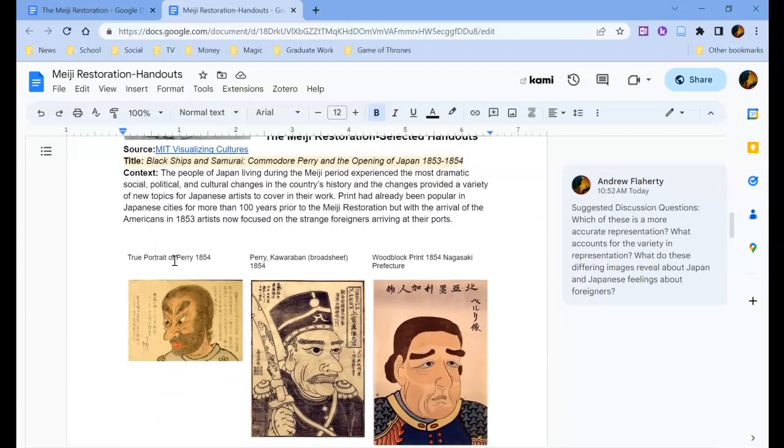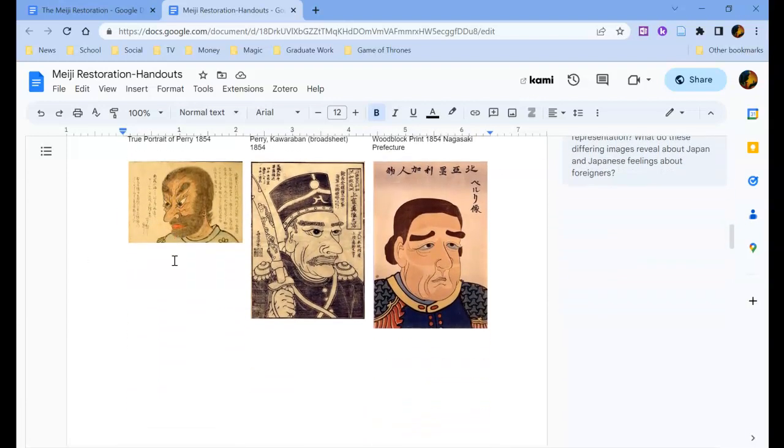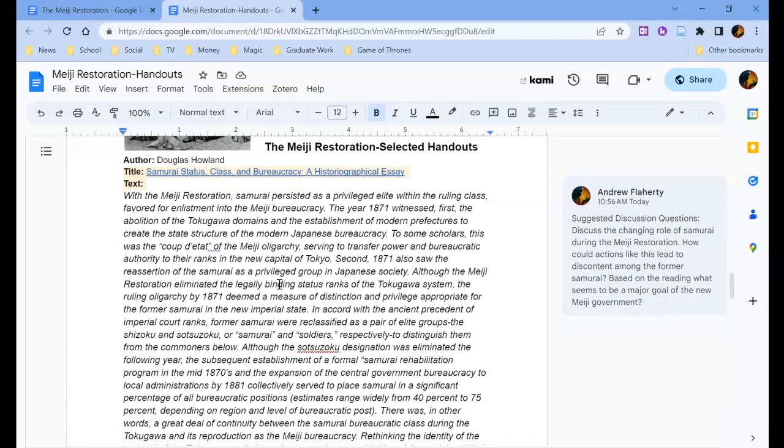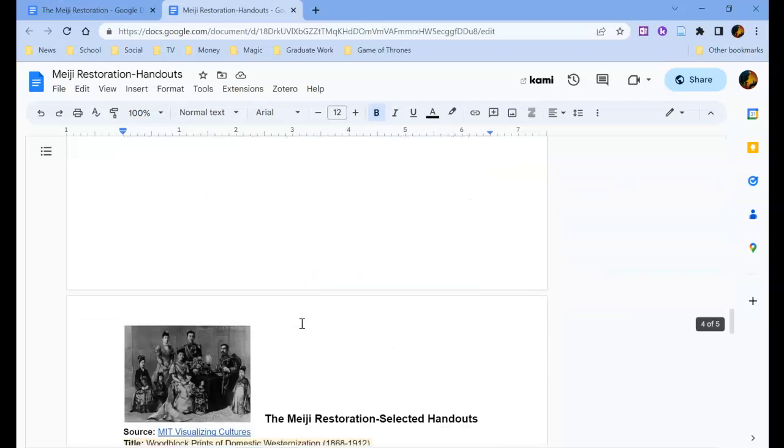Source number 2 is comparing visuals of Commodore Perry. Each of these represents either an eyewitness account, and then as you go to the left here, you see varying versions that pop up in the public based on some xenophobic representations, and also just general hearsay and what the public thinks these Americans look like. Source number 3 is about the status of samurai during the Restoration. They're changing social status, they're changing economic status, all related to this push towards greater bureaucracy.